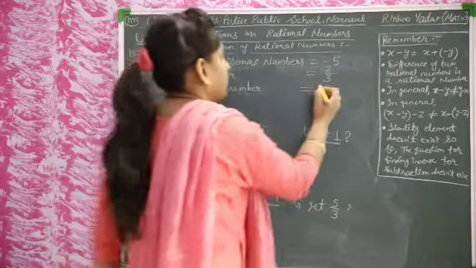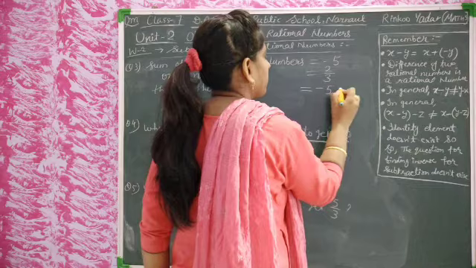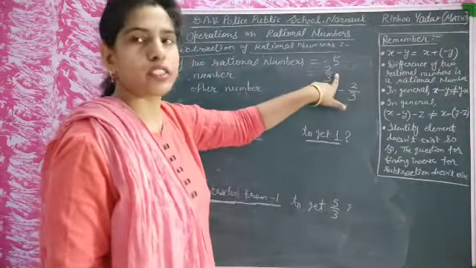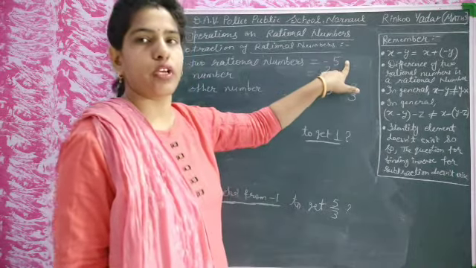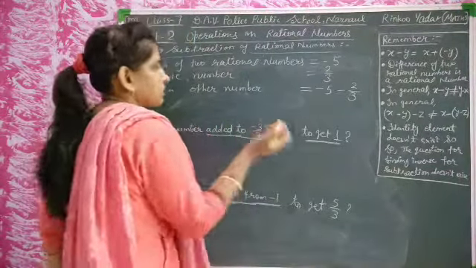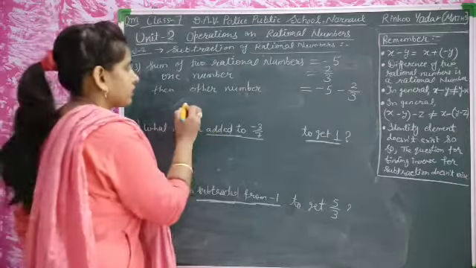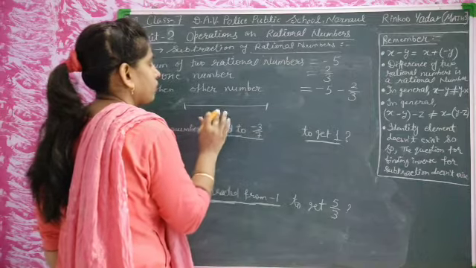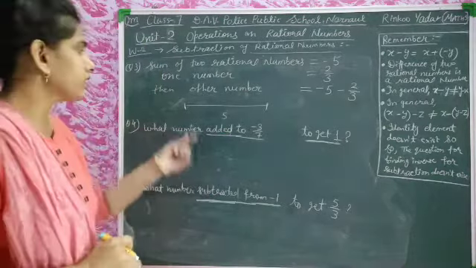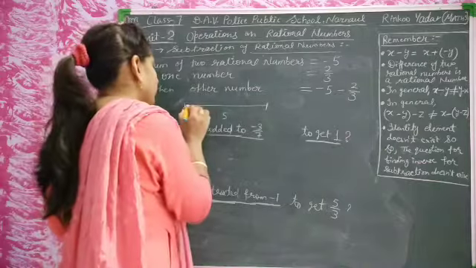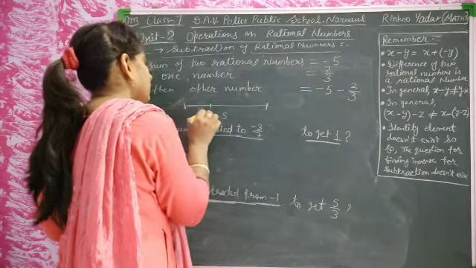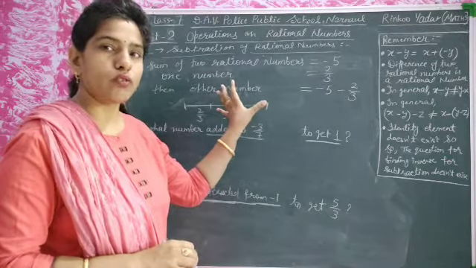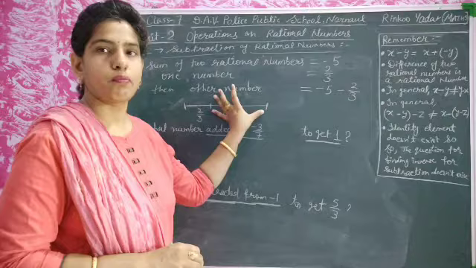Let's check here. Minus 5 minus 2 by 3. Subtracting 2 by 3 from minus 5. Suppose the length of a thread is minus 5, total 5 is there. But this length is 2 by 3. It means we have to check what is the length of this side.